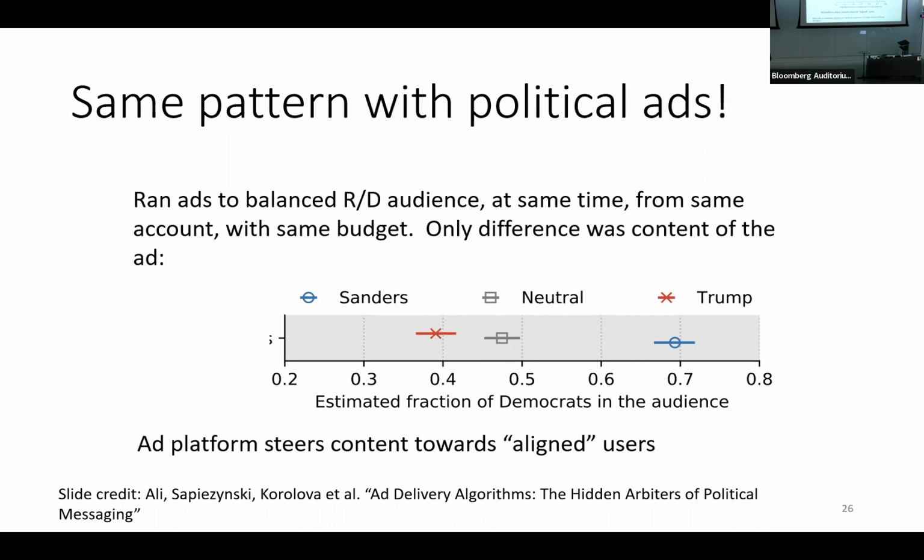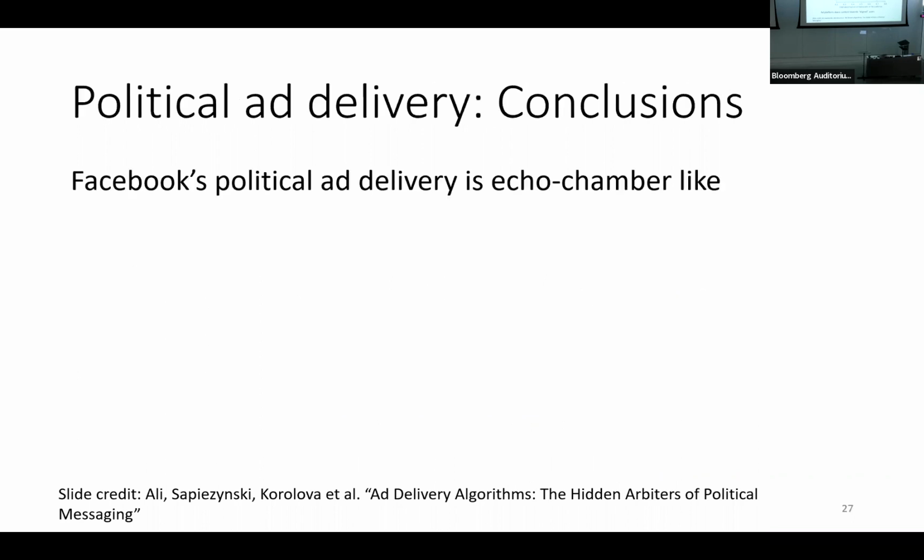And then they have follow-ups that also do this for jobs and housing and other things. I believe housing, I've seen that one. I'm not sure if there's a jobs one. Any questions here? Okay. And so these are their conclusions from the political paper. Facebook is putting its thumb on the scale on who sees which ads, and they characterize this as echo chamber like.